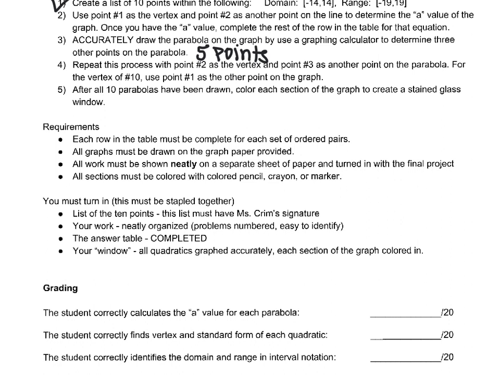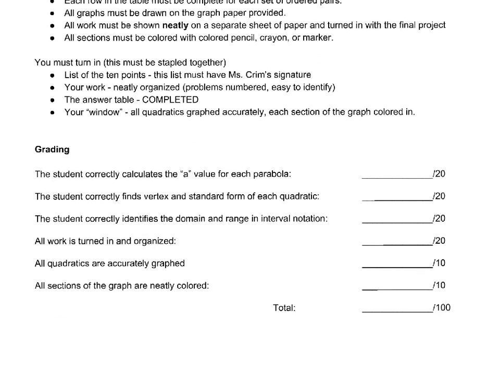The bottom down here, we have our grading section. When I'm grading it, I'm going to make sure that the student correctly calculates the A value for each of the parabolas. That's worth 20 points. You're going to correctly find the vertex and the standard form of each quadratic. That's also worth 20 points. You're going to correctly identify the domain and range in interval notation. That is incredibly important. Notice I'm asking for the domain and range in interval notation. Interval notation is the one that uses parentheses or brackets, depending on if it's less than or equal to.